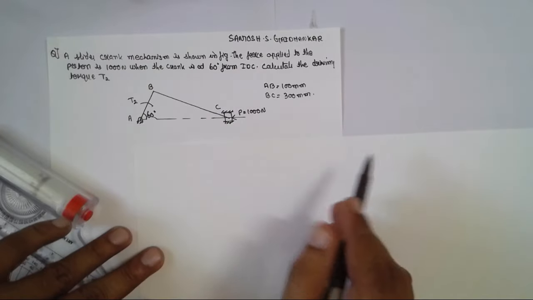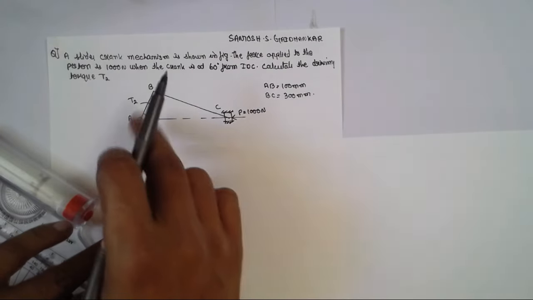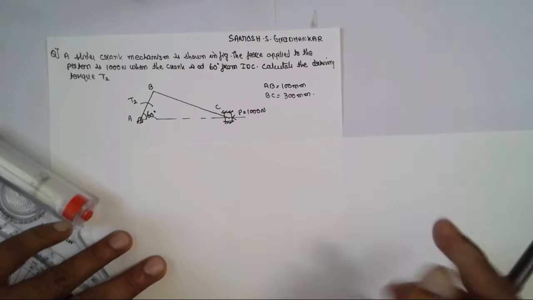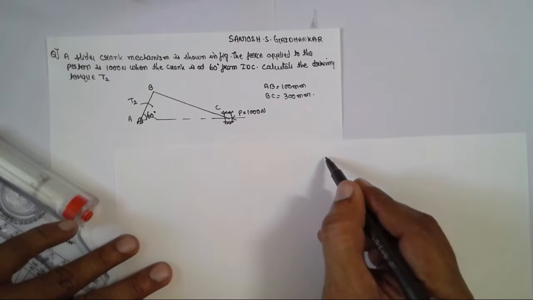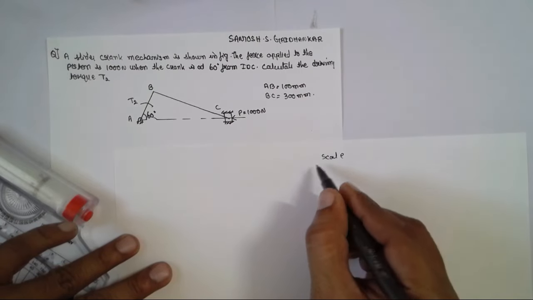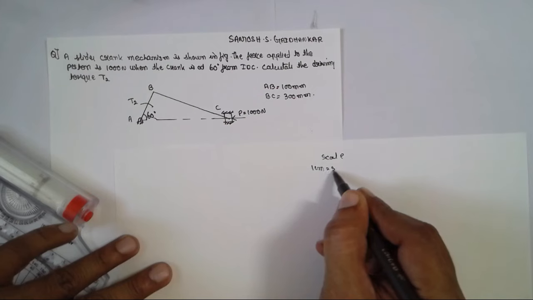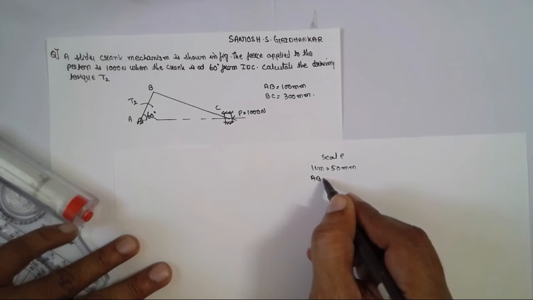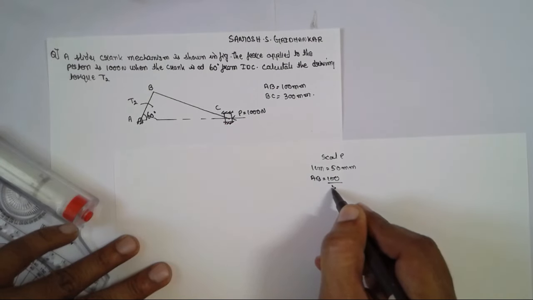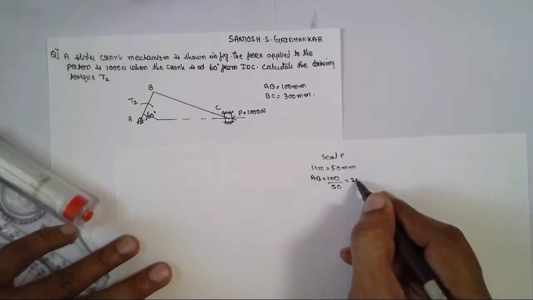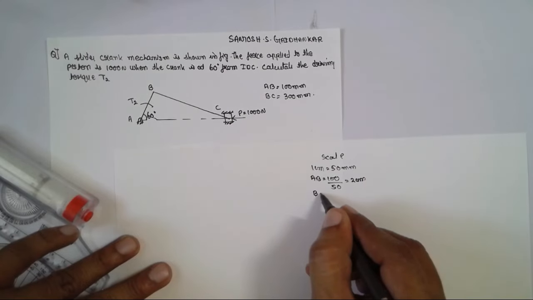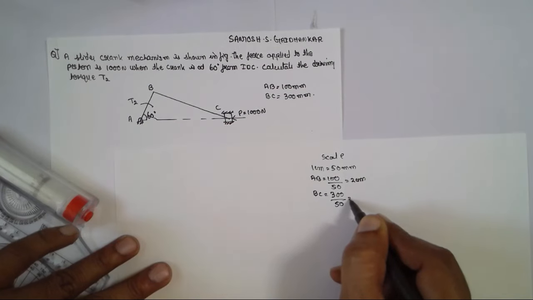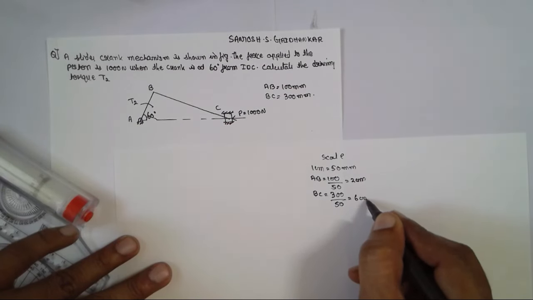Now this is the diagram they have given, where AB is 100 mm and BC is 300 mm. Now we are going to consider a scale. The scale is 1 cm is equal to 50 mm. That means AB is equal to 100 mm divided by 50, which is 2 cm. BC is 300 divided by 50, which is 6 cm.